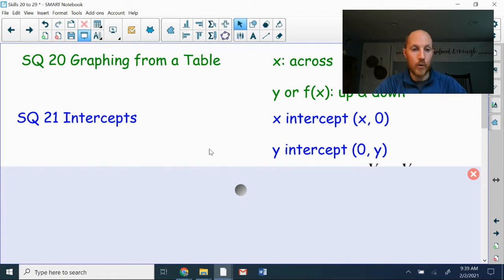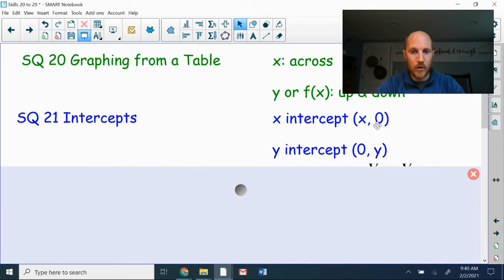And so if we're given a graph and asked to identify the intercepts, when we give our coordinates, it should match this form. If we are given an equation and asked to work out what are the intercepts, this is the piece of information we're going to start from.